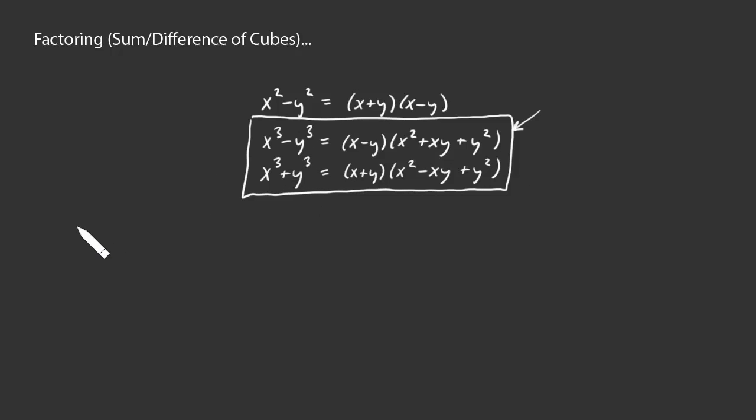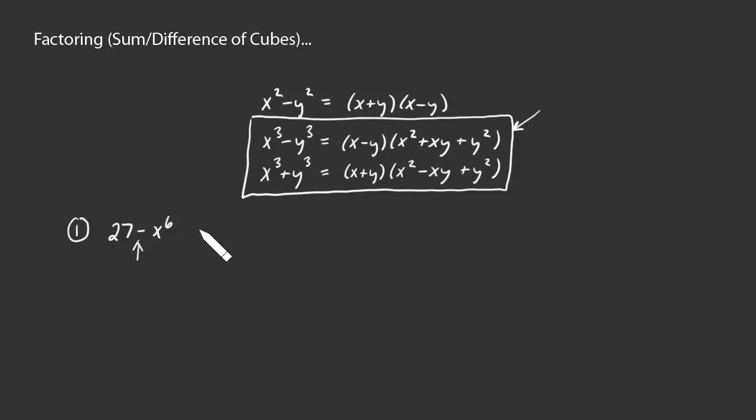So let's take a look at a couple examples to that end. First example, 27 minus x to the sixth. Okay, so the first thing we want to ask ourselves is, is it a sum or difference of cubes to begin with, right? We don't want to apply this in the wrong situation.